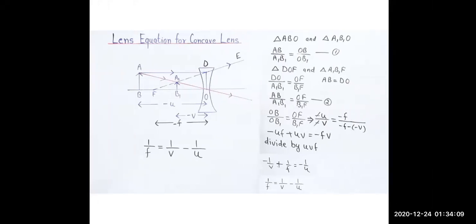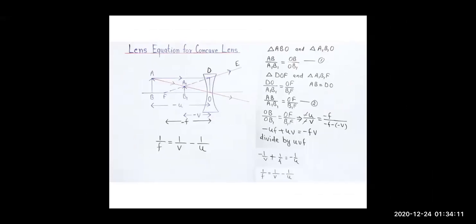Now let's derive the lens equation for the concave lens. So children, as you can see, this is a concave lens. This is the object AB. We are drawing one ray parallel to the principal axis, and it is going to get diverged. If we extend it backward, it is going to appear to pass through the focus, because the incident ray is parallel to the principal axis. Second, we draw a ray through the optical center. They both intersect at this point. So the image of object AB will be formed at A1B1, right?